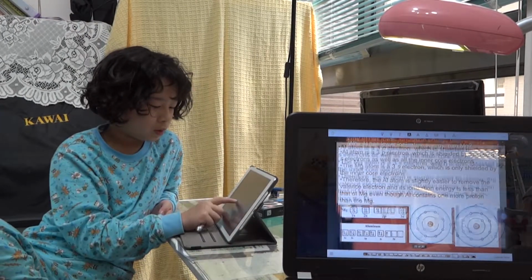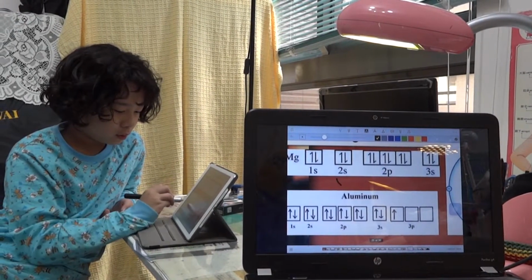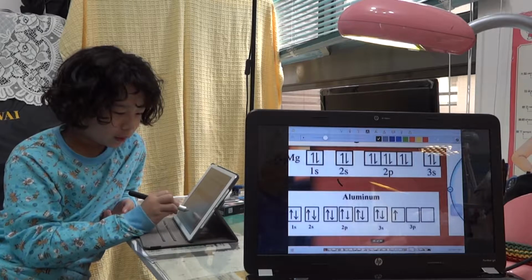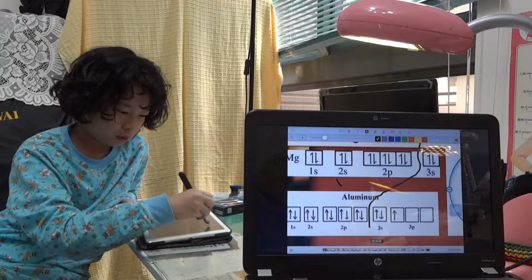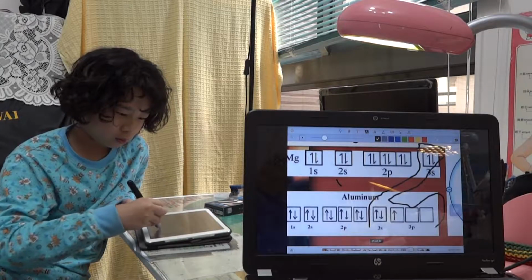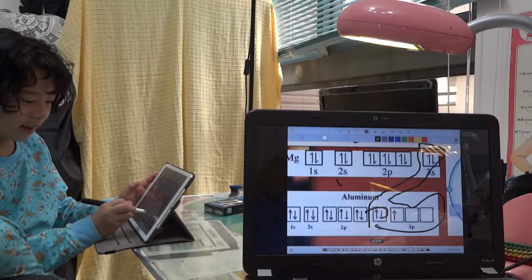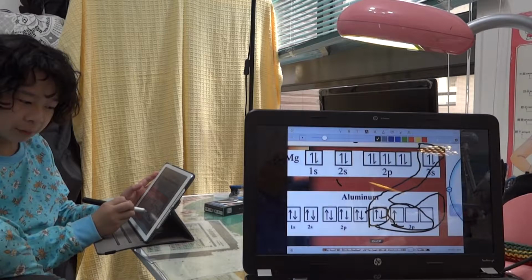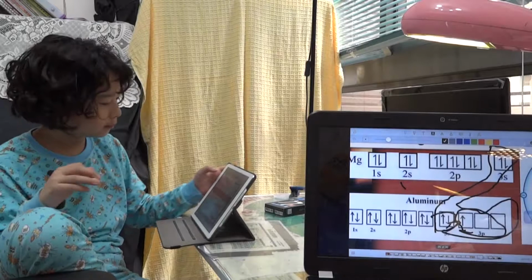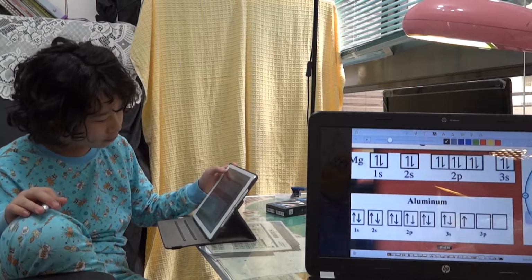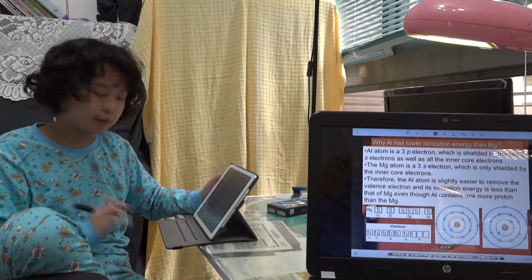So it's this picture. The only difference is this one. Remember this 3s, but it has the extra p. So the s will shield this p. So for aluminum, it's easier to take away the electron, because the s shields the p.